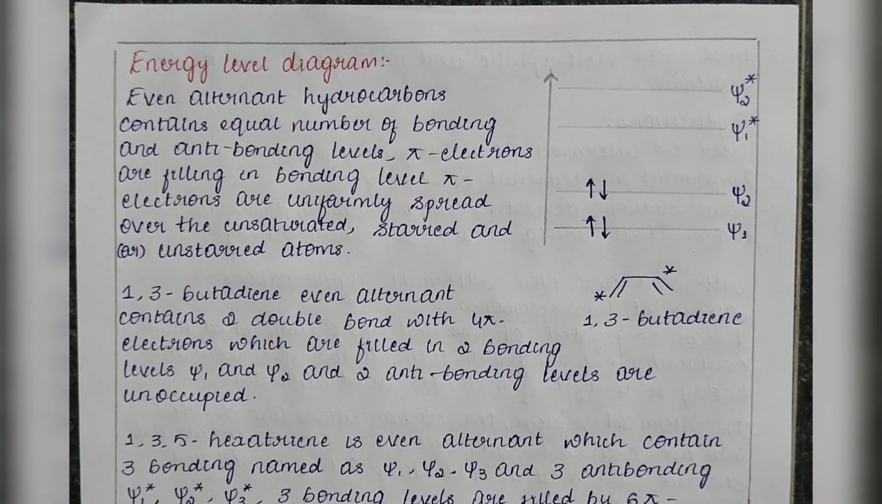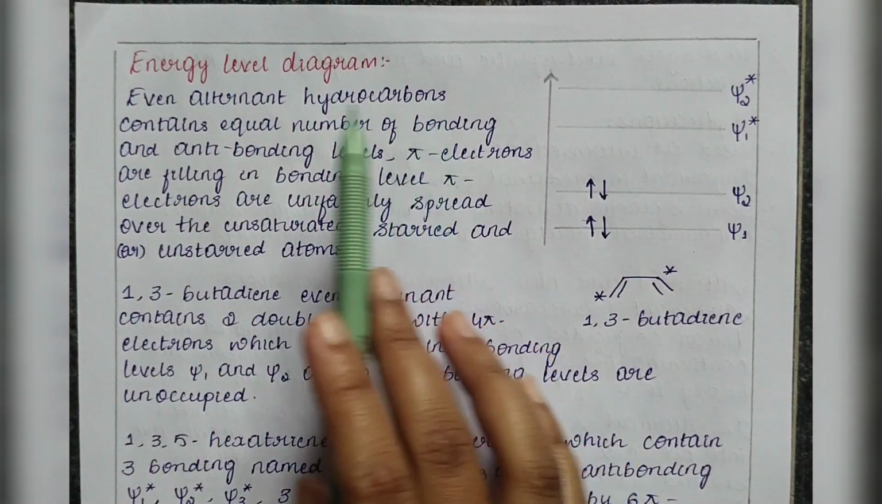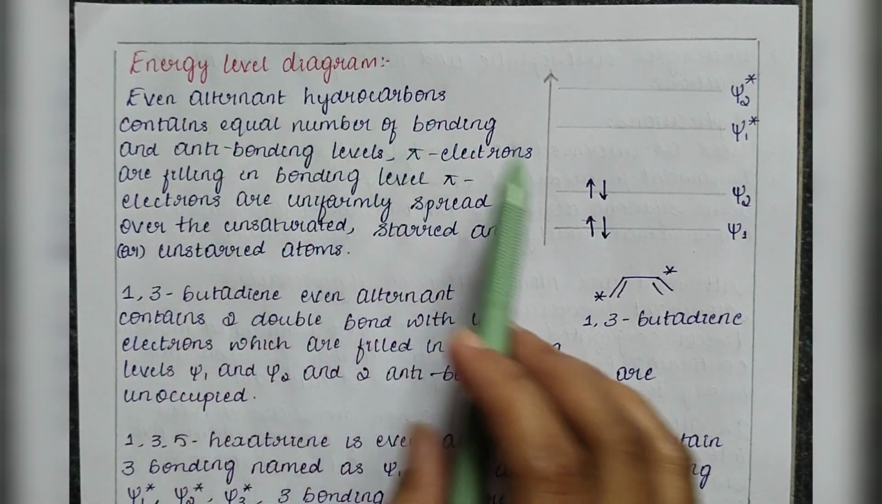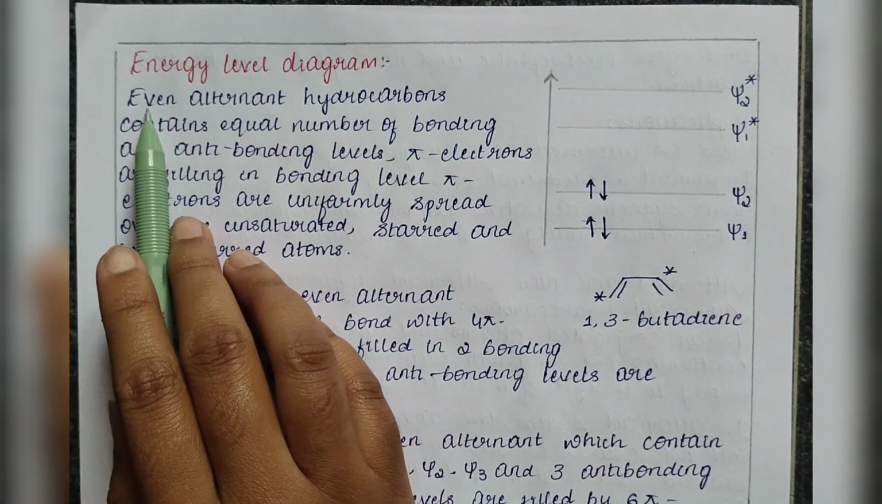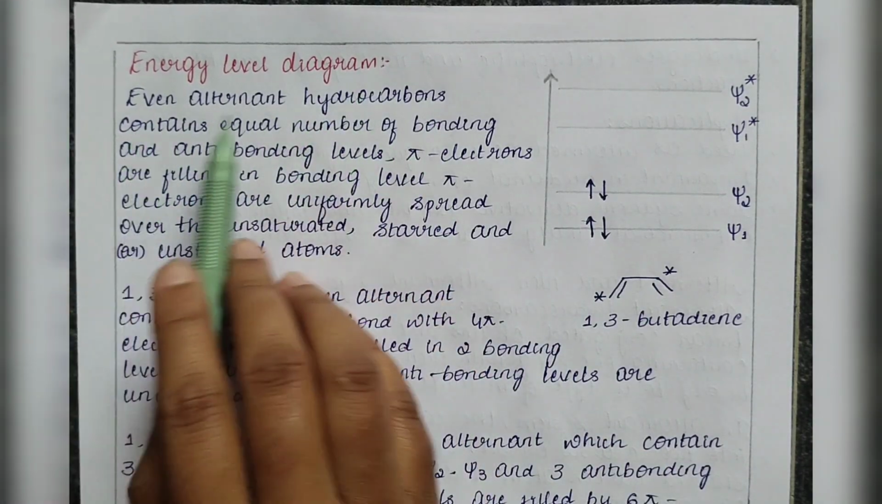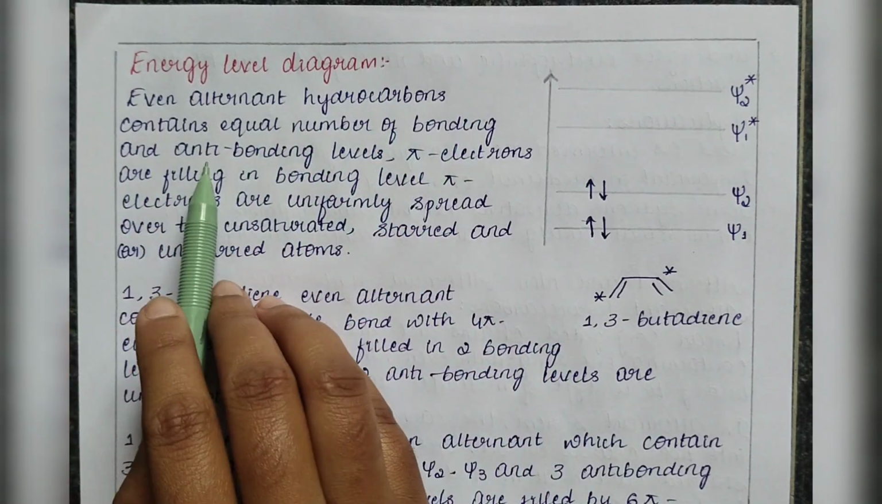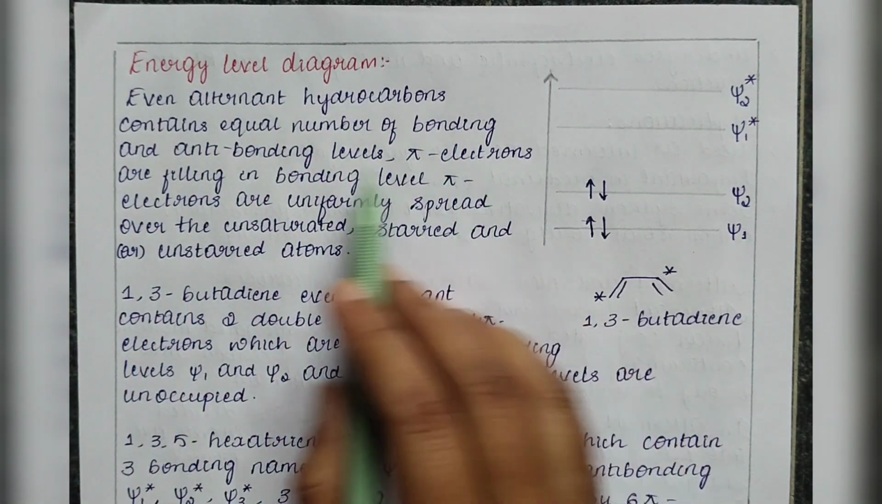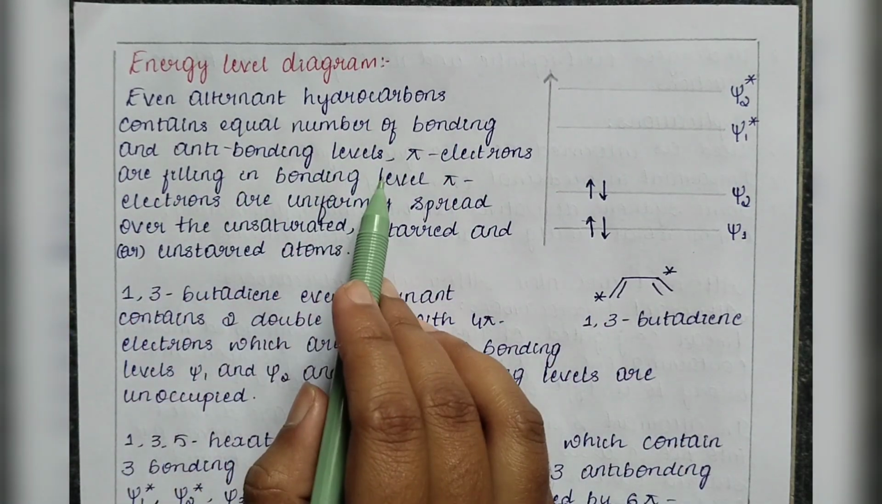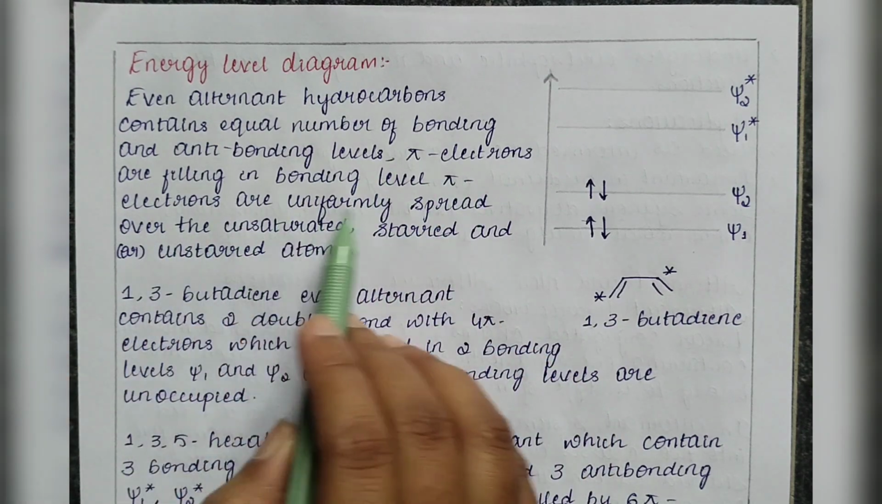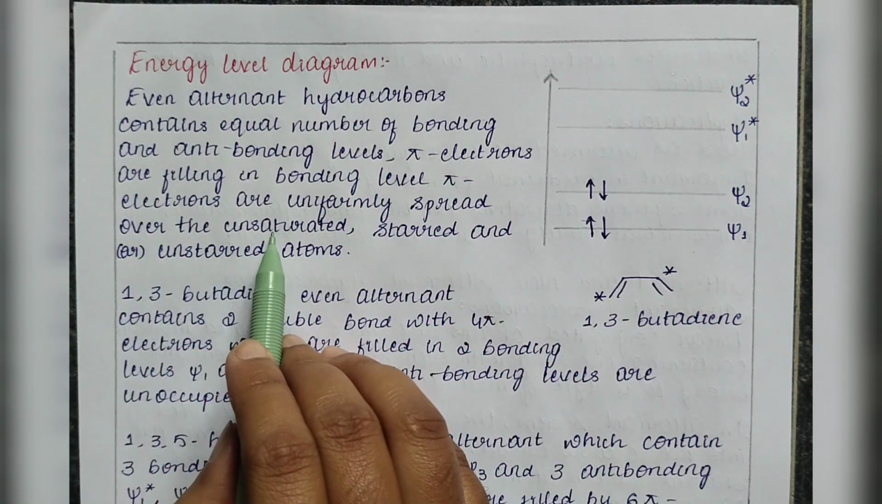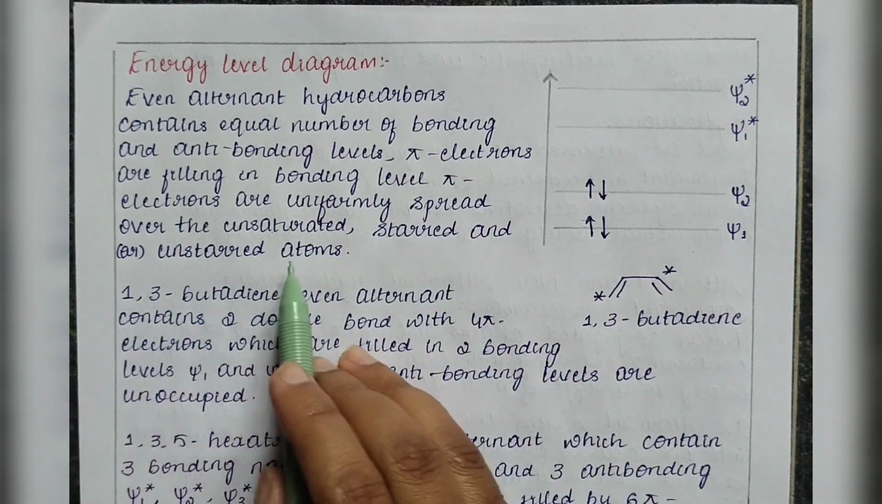Now let us see the energy level diagram of the even alternate hydrocarbon. As we know, even alternate hydrocarbons contain an equal number of bonding and anti-bonding levels. The pi electrons are filled in the bonding level. Pi electrons are uniformly spread over the unsaturated, starred and unstarred atoms.